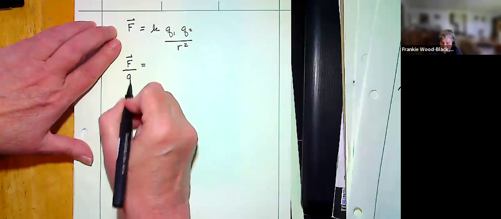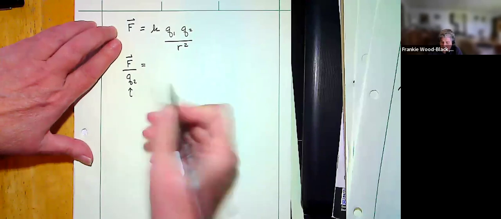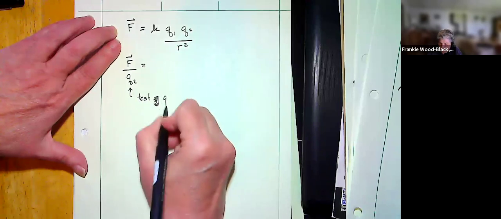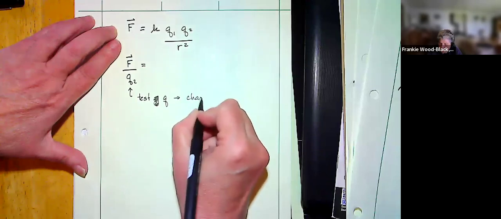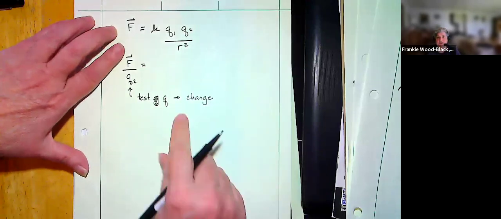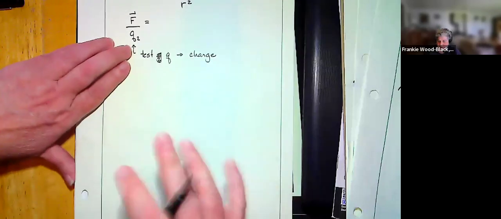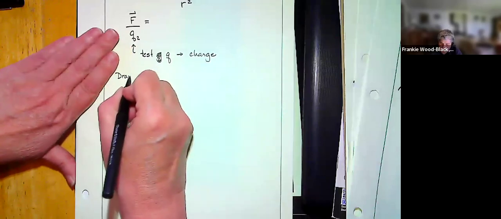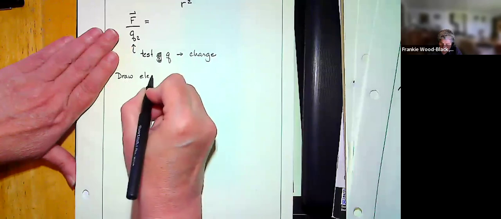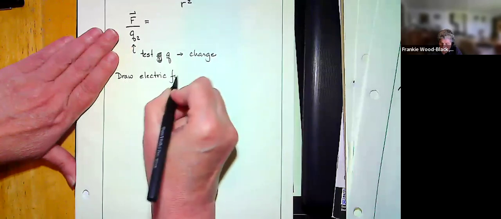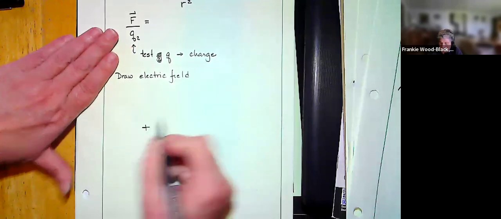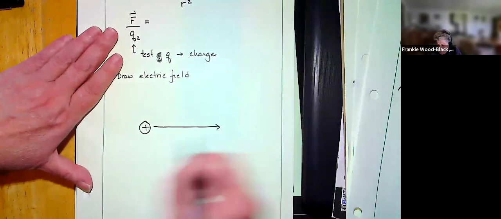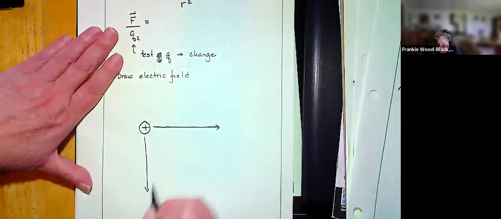And we're going to say, let's take charge 2, and we're going to call charge 2 a test charge. We're going to do that because of what we showed and what you're going to see in terms of drawing electric fields. So if I have a positive charge and we're going to draw our electric field, I'm going to get my electric field drawing here.